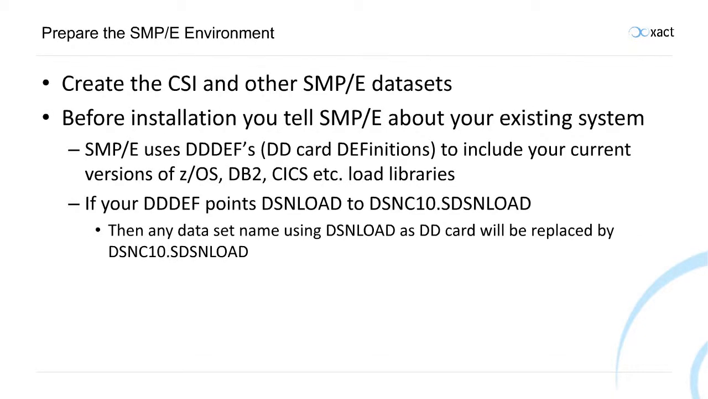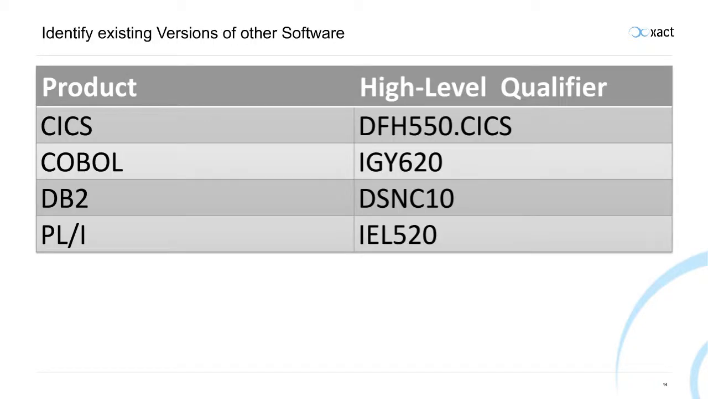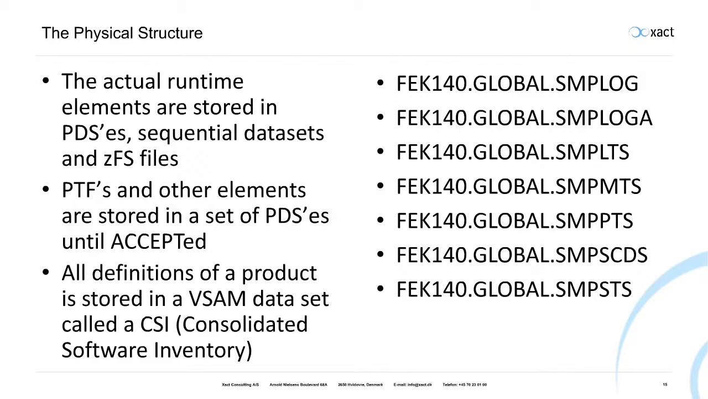Before you start the installation of a product, you must prepare the SMPE environment. You run a job to create the CSI and other related data sets. And you also need to tell SMPE about your existing system. The product documentation should tell you which other products you need to know about. This is a list of the most common SMPE-related data sets for a given product.